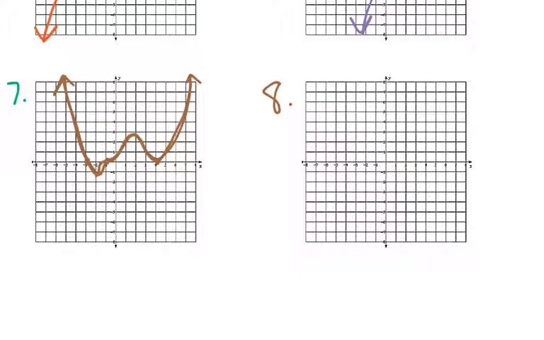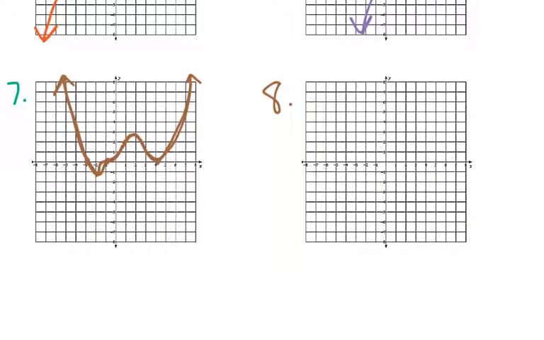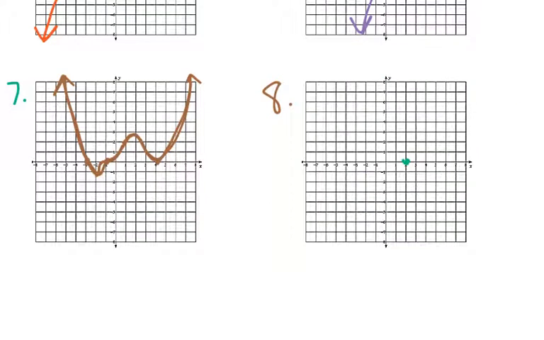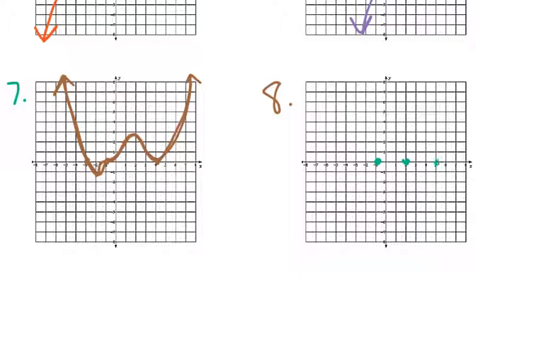Okay, and the last one, number 8. So 2 and 2, 4 and 3 is 7, so odd again, positive. So it'll go up to the right, down to the left. Positive 2 with a multiplicity of 3, so it's going to go through that one. Negative 1 with a multiplicity of 2, so it'll bounce at negative 1. And a positive 5 with a multiplicity of 2, so it'll bounce at 5.